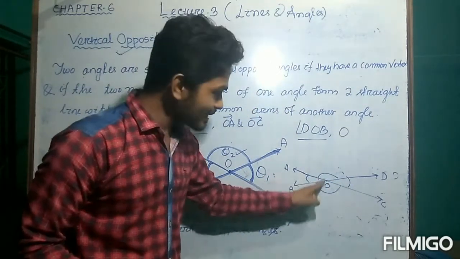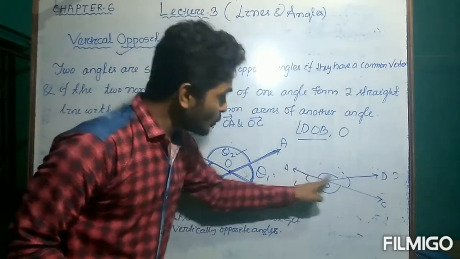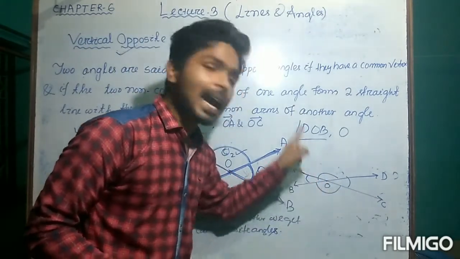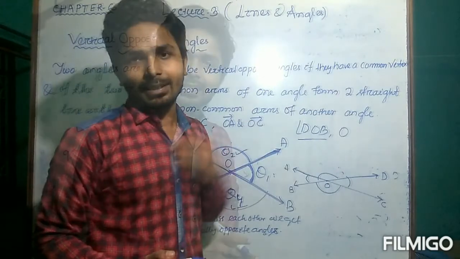And you know the reason. The reason is that they have a common vertex, and the two arms form two straight lines with the two arms of the second angle. Understood?